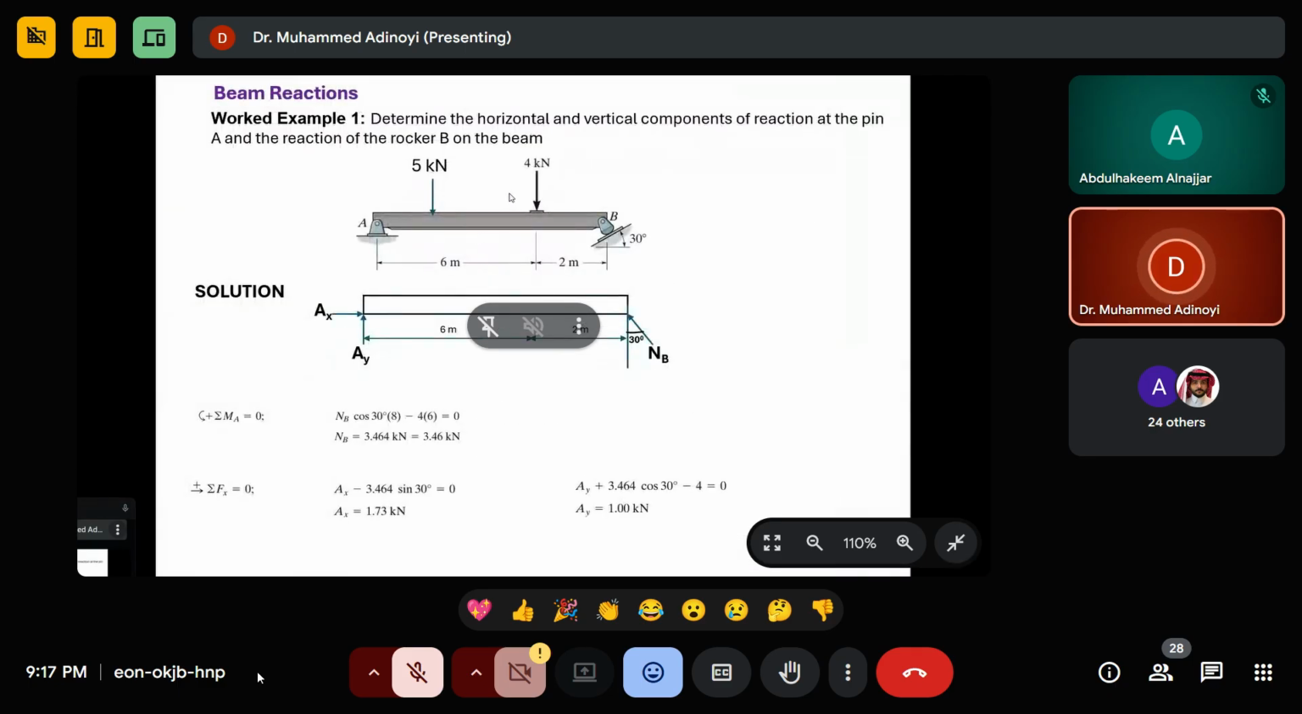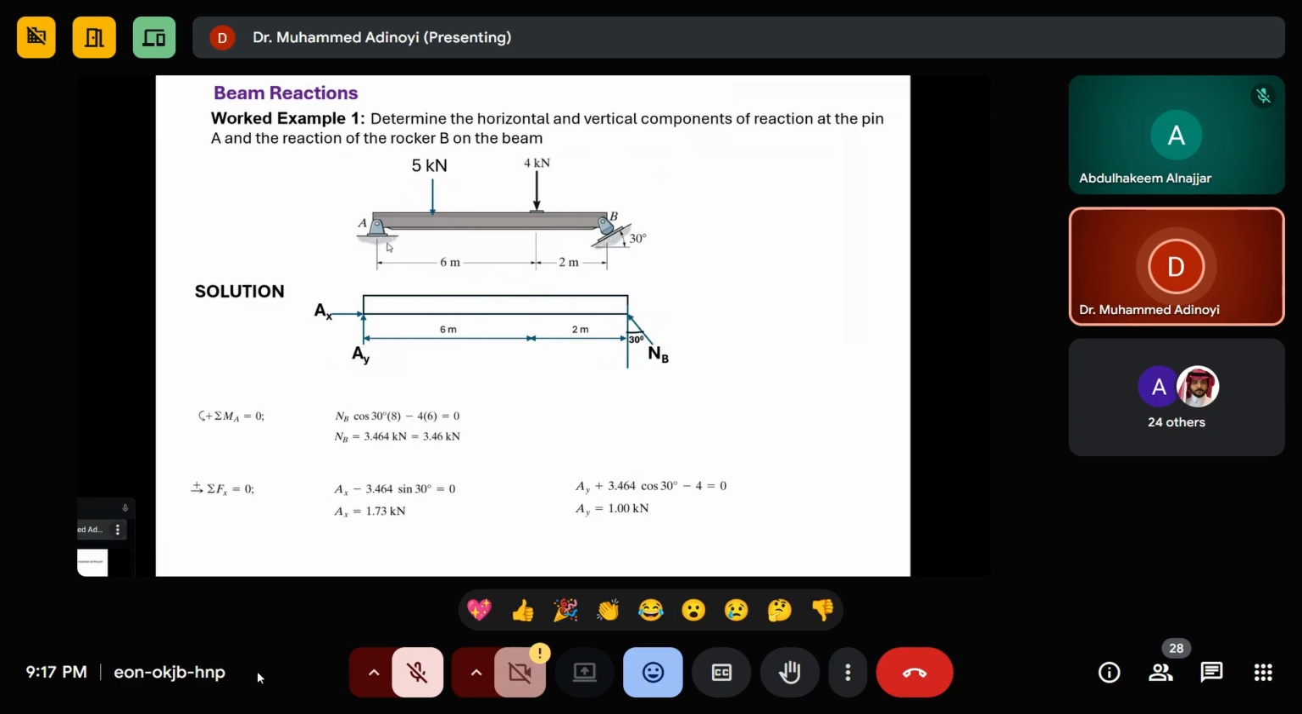So what I'm saying is, when you see a beam, it does not mean that it's only going to be one load. It can be more than one. This type of load is called a concentrated load or point load. We call this a concentrated or point load.